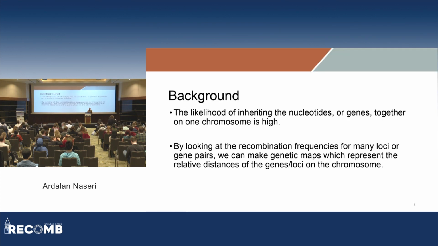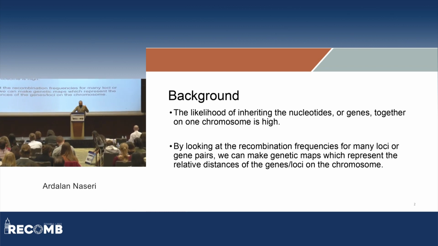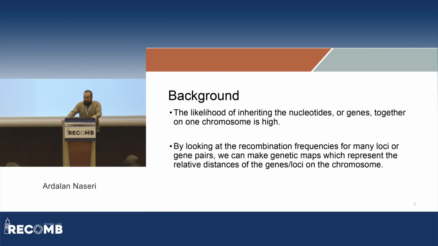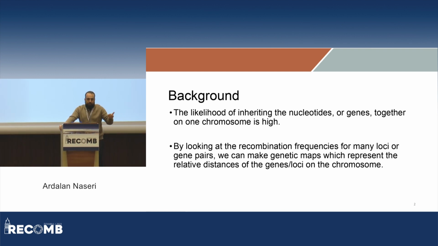But before I jump into the methodology, I would just like to give some background and introduction on why we need a new tool to infer the genetic map. Basically, if you look at the genome and the inheritance pattern, there is always some correlation between two genomic locations that are being inherited together. The genomes are not being recombined randomly. And by looking at the frequency of those recombinations, we can create a genetic map for the chromosome.